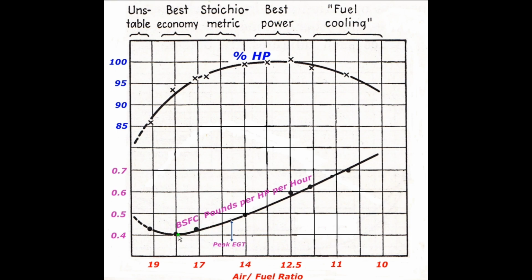And you can see the brake specific fuel consumption is the best at around 18 to 1 air fuel ratio. If you get leaner than that, actually it gets worse. And you can see the power starts to rapidly drop off. You get leaner than about 18 to 1, it really plummets here. So we really don't want to run the engine much leaner than that. You get worse fuel economy and less power. And so up here you can kind of see rough ranges: best fuel economy, stoichiometric, best power.